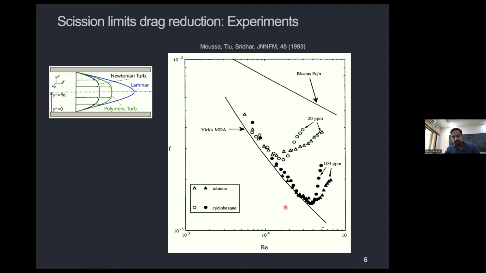So what happens is, as you increase the Reynolds number, for a while you go along the MDA, but then you reach some value of the Reynolds number beyond which, if you keep increasing it, the polymers start to break. As a consequence, the viscoelasticity is lost, and the drag reduction starts to reduce, and you start going back towards the high value of drag in the Newtonian flow. And you see, if you have more polymer, this effect gets delayed, which is understandable. So this is really a signature of scission, right? That you lose the drag reduction.